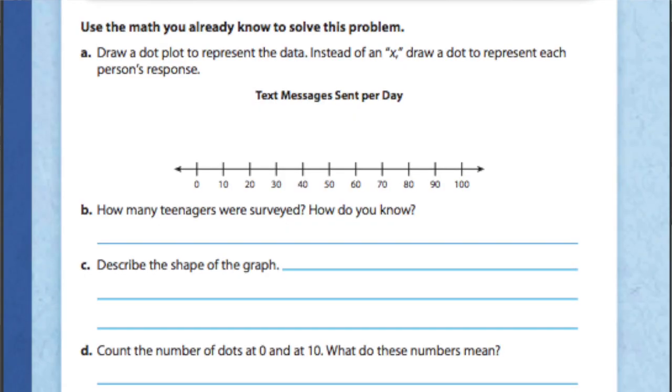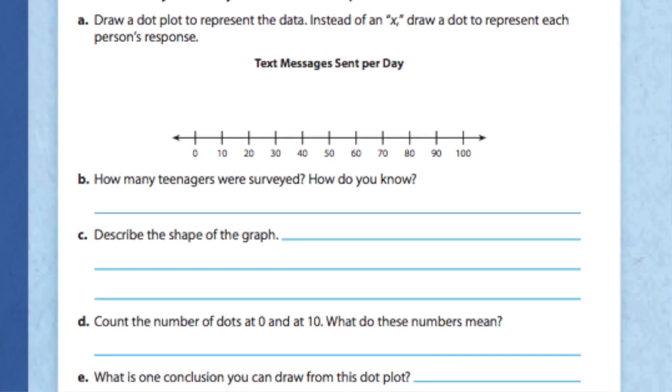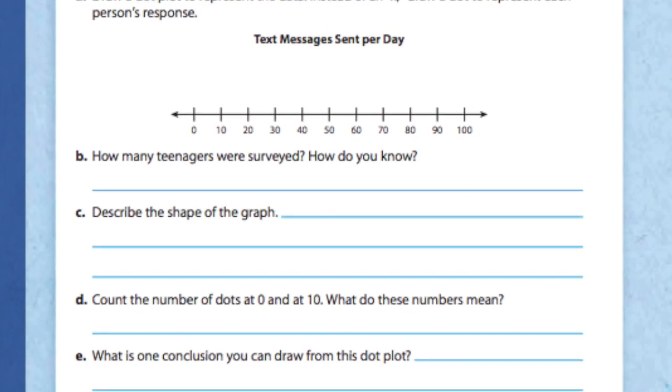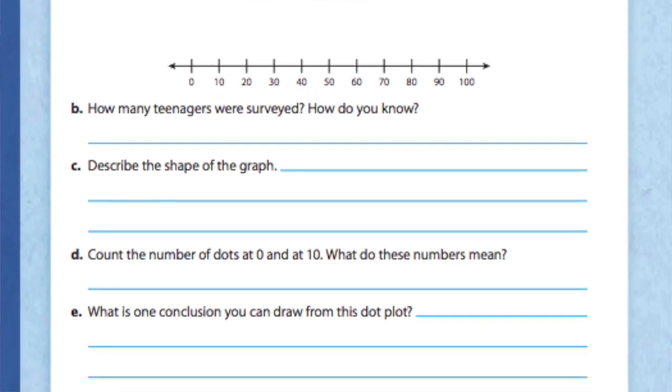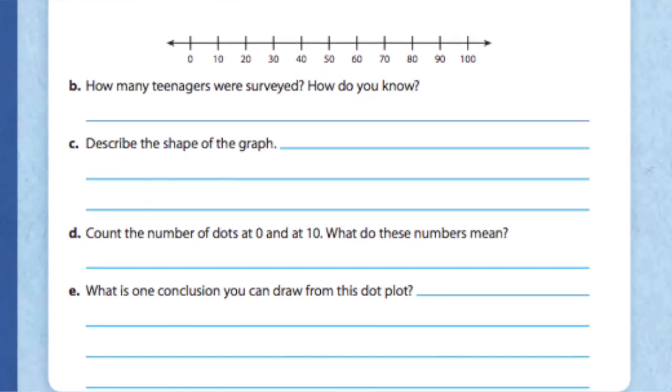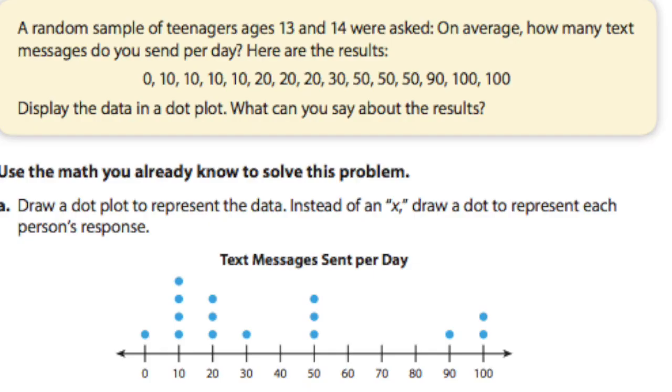Now let's move on to D. It says count the number of dots at 0 and at 10. What do these numbers mean? So basically you're coming up with a sentence to describe that. Let's look at 0 and 10. 0 has 1, 10 should have 4. So that's 5 total people, 5 total teenagers.